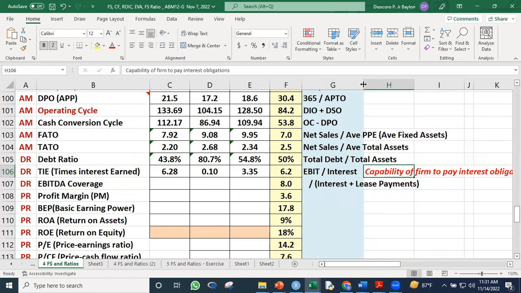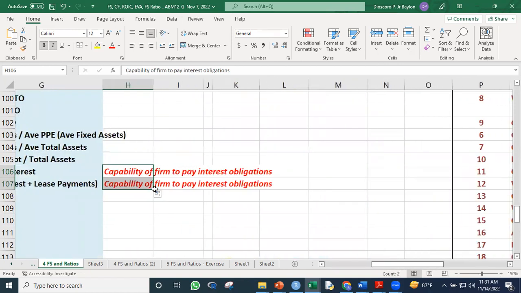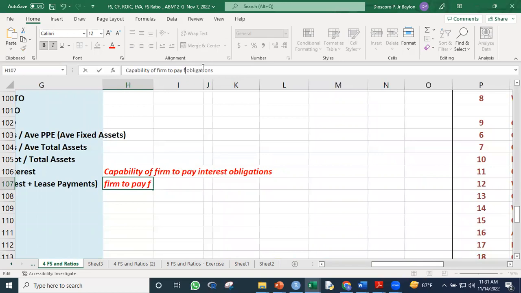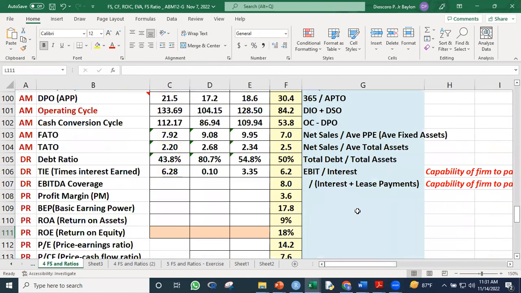So we put here, capability of the firm to pay fixed cost, fixed payment obligations. So fixed payment obligations. No? Okay, so how capable is the firm in paying off its fixed payment obligations? And usually interest yan at saka also lease. No? Okay. All right. So ano yung magiging numerator natin dito?